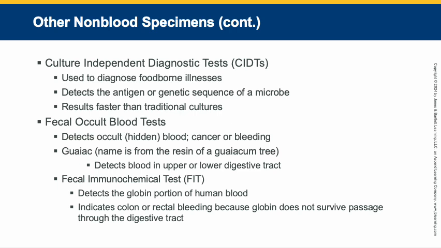Guaiac is the name that is from the resin of a guaiacum tree, and it detects blood in the upper or lower digestive tracts. The FIT is the fecal immunochemical test, and it detects the globin portion of human blood. So this one indicates colon or rectal bleeding because globin does not survive passage through the digestive tract.